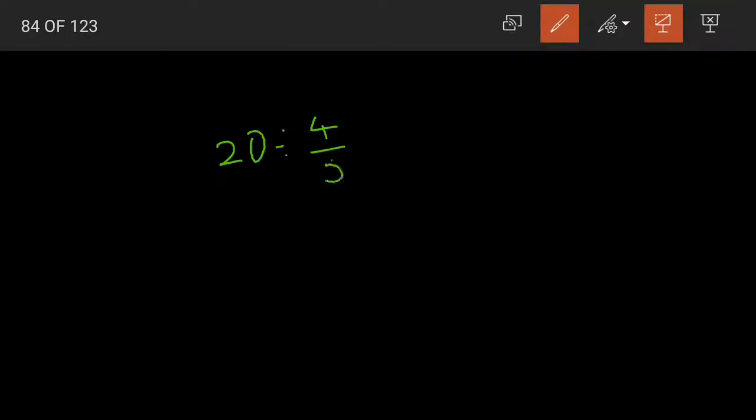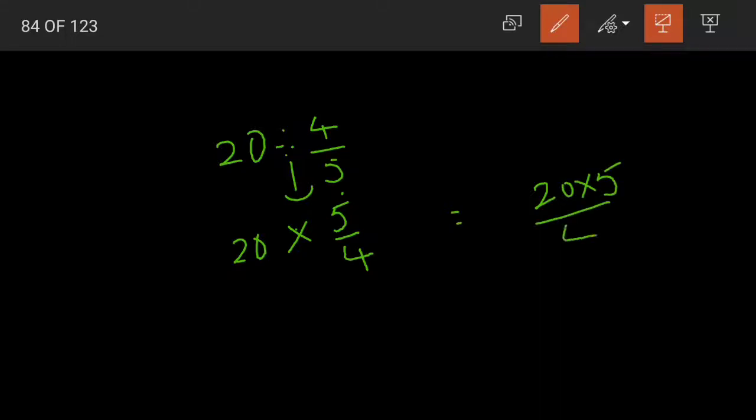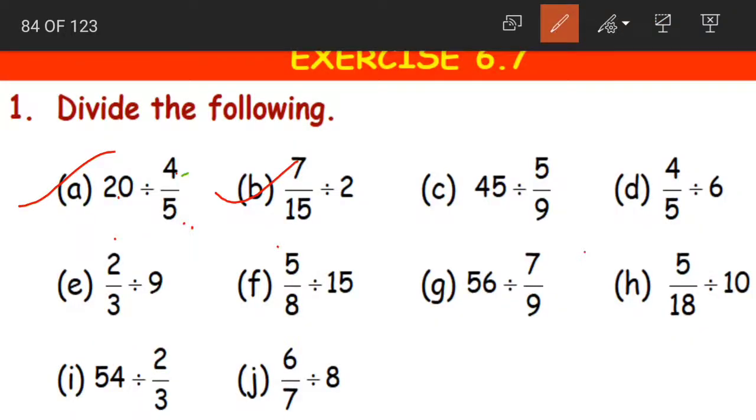Yes children, what should we do? Keep the whole number as it is, replace the division by multiplication and write the reciprocal of the divisor. Now here, 20 into 5 divided by 4. We have 4 ones are 4 and 4 5s are 20. So what will be our final answer? 5 into 5, that is nothing but 25. So our answer for the first question is 25.